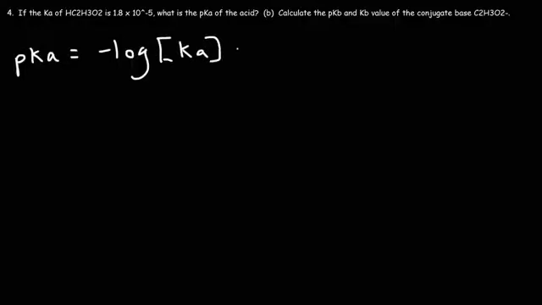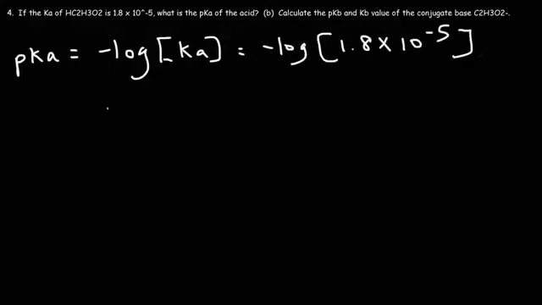Number 4. If the Ka of acetic acid, HC2H3O2, is 1.8 times 10 to the negative 5, what is the pKa of the acid? Now just as pH is negative log of H3O+, pKa is negative log of the acid dissociation constant, which is Ka. So it's going to be negative log of 1.8 times 10 to the negative 5. So looking at the exponent, we know this is going to be between 4 to 5.